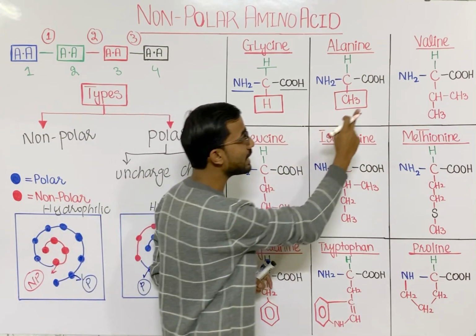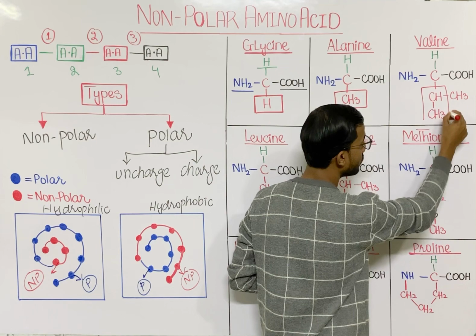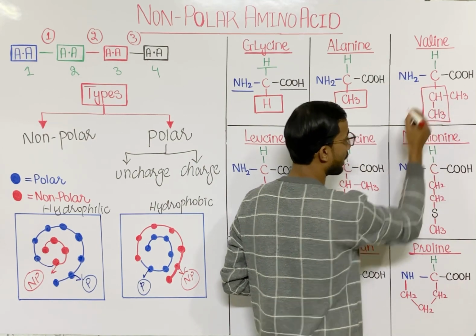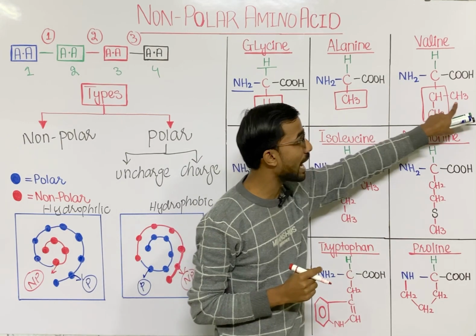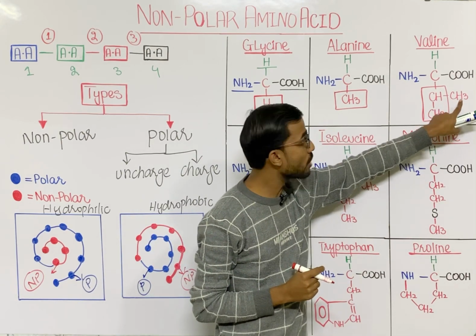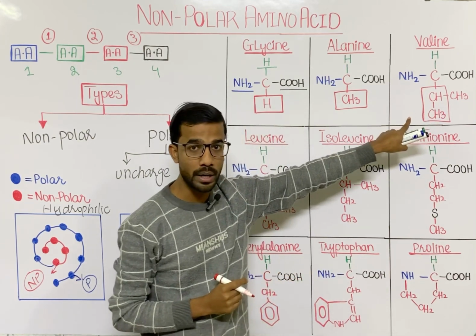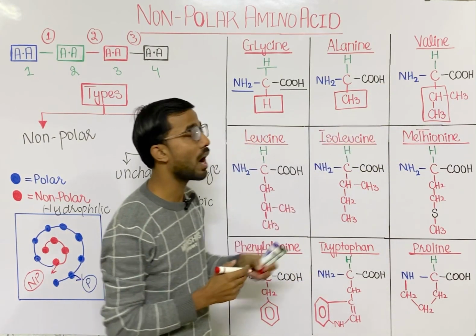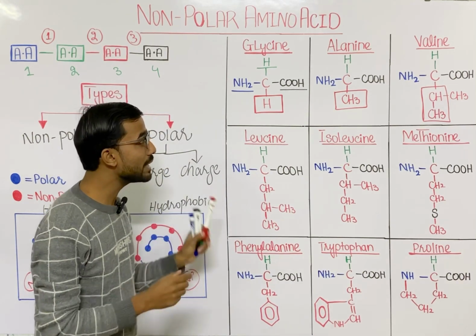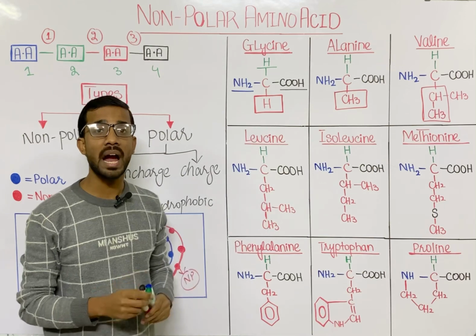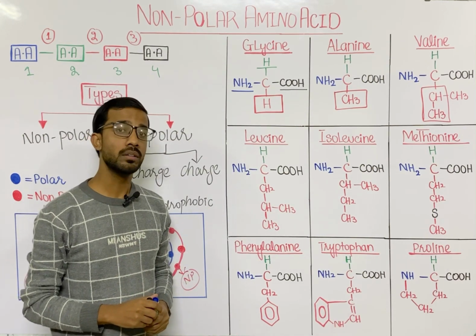Similarly, in the case of valine, you will see the presence of a two-carbon chain, and at the first carbon you will see the attachment of a methyl group. So again, this structure is also non-polar. That's why valine is also a non-polar amino acid. So it means that the side chain will decide whether the amino acid is polar or not.